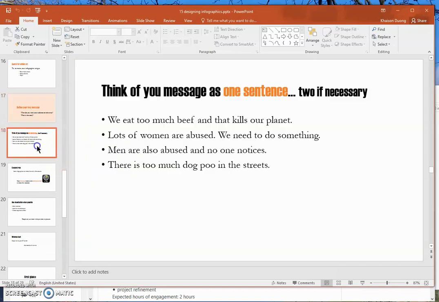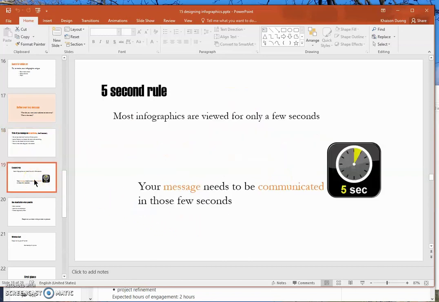Okay, so here are some examples of one sentence key messages. Okay, so maybe we eat too much beef and it kills our planet. Okay, so I might make an infographic about that. An infographic that says, okay, lots of women are abused, we need to do something. Okay, so you kind of get the idea. When you make an infographic, it should say something. Okay? And people should be able to see that message really, really quickly.